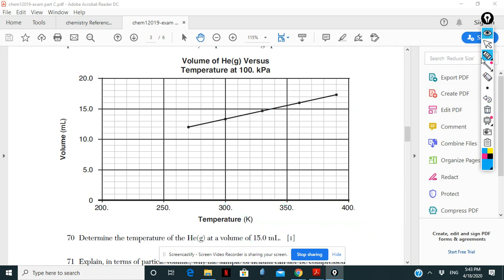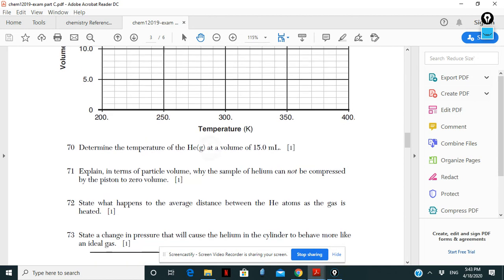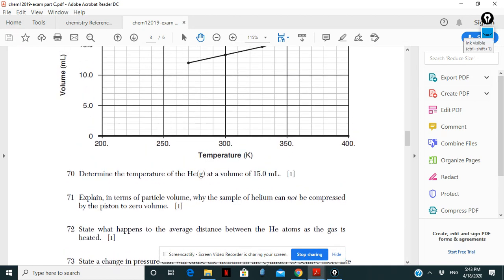Now the second part asks, explain, in terms of particle volume, why the sample of helium can't be compressed by the piston to zero volume. Because the particles have a volume. The particles of the helium have volume.